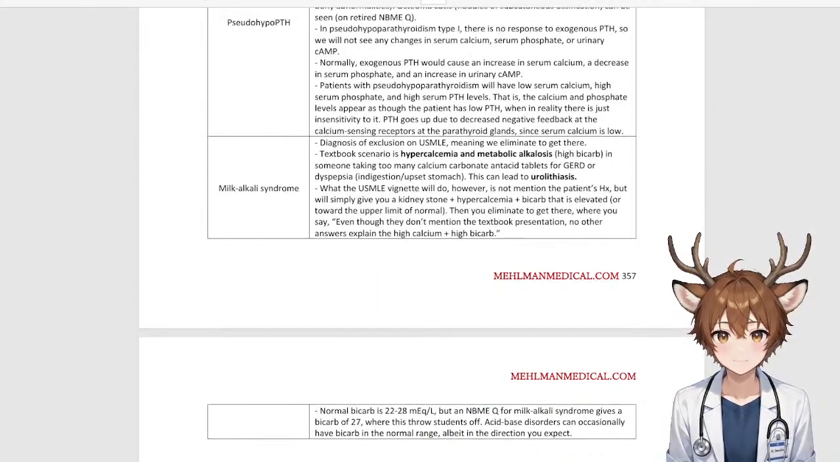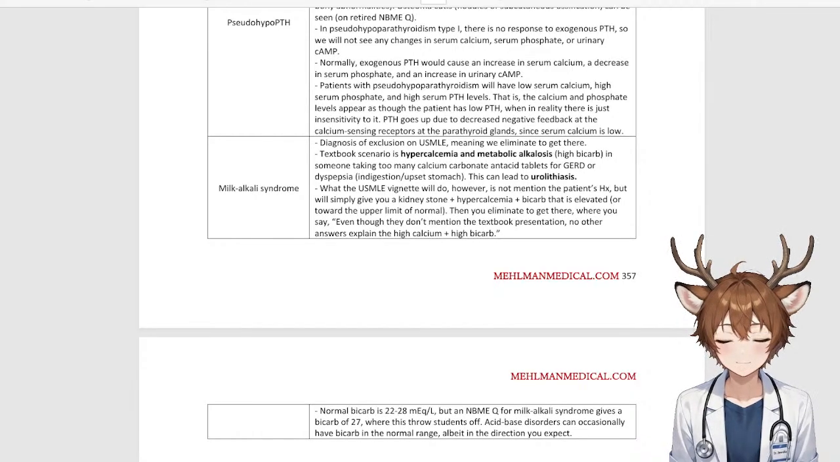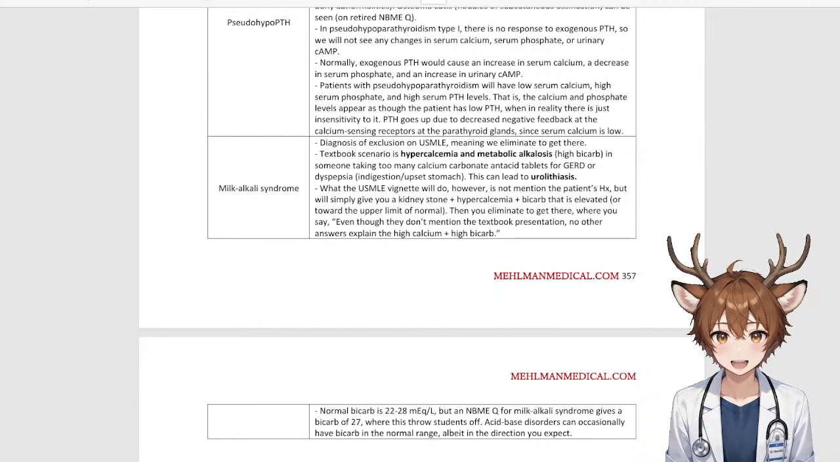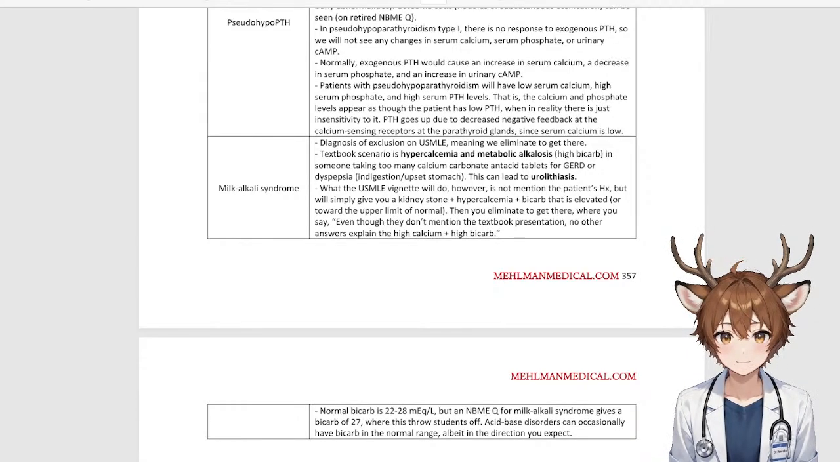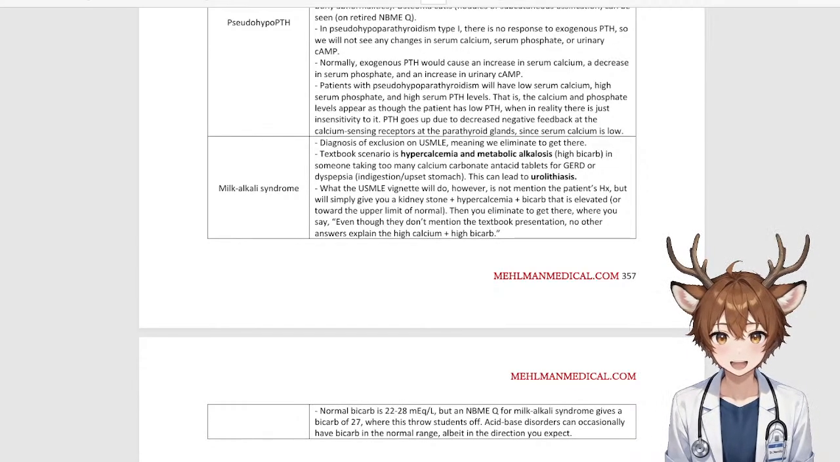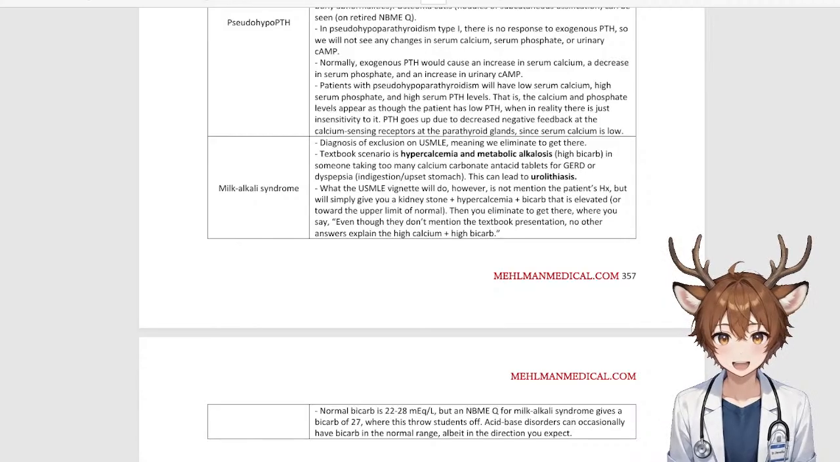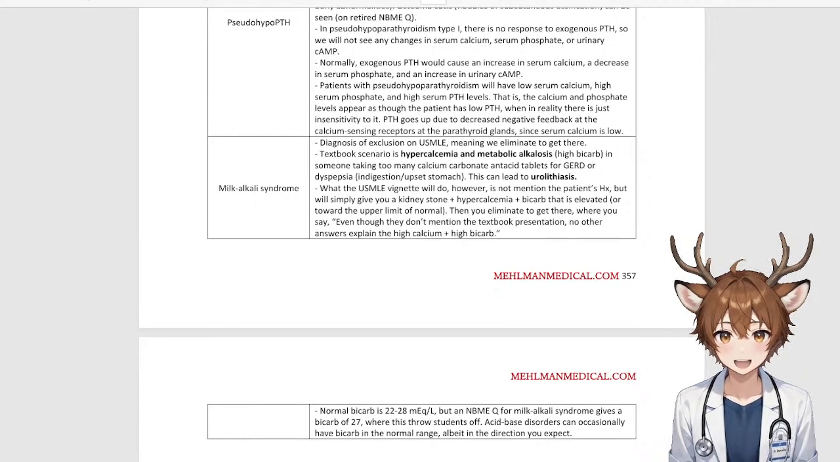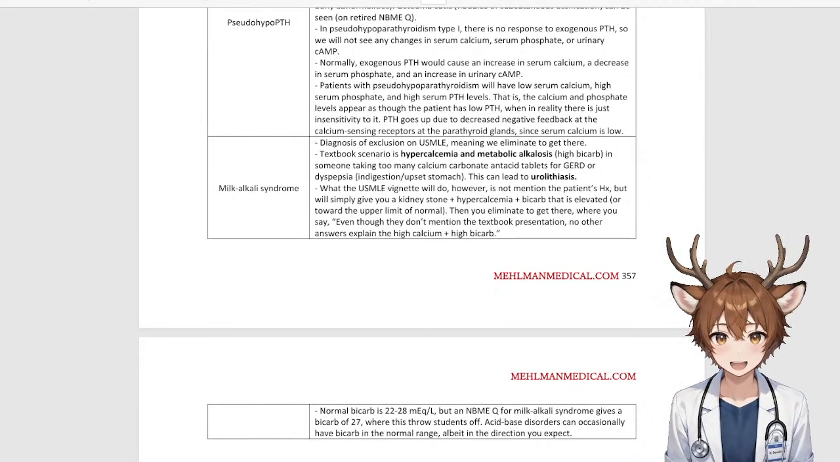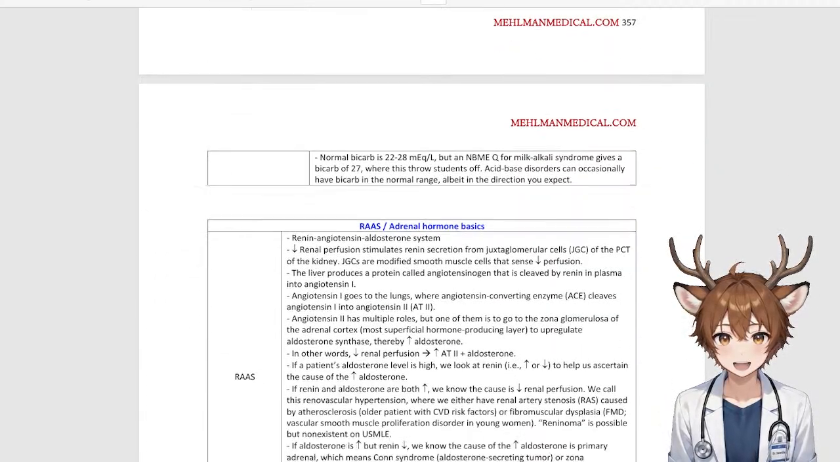Normal bicarb, let's continue with milk alkali syndrome. Normal bicarb is 22 to 28 milliequivalents per liter, but an MBME question for milk alkali syndrome gives a bicarb of 27. This throws students off. Acid-base disorders can occasionally have bicarb in the normal range, albeit in the direction you expect.